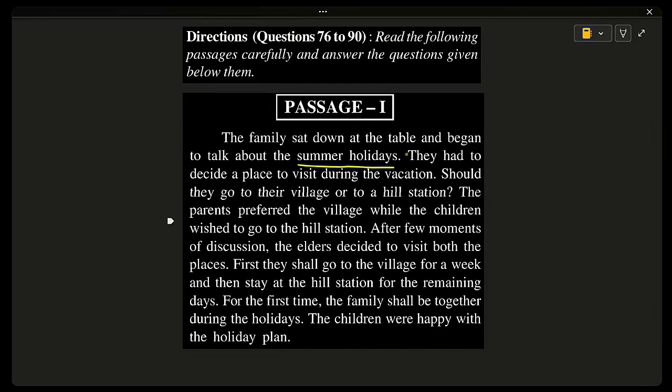They had to decide a place to visit during the vacation. That means it is still going on. They are planning for it. They had to decide a place to visit during their vacation. So in the summer holidays, which place do they have to go? That is a discussion they are having.